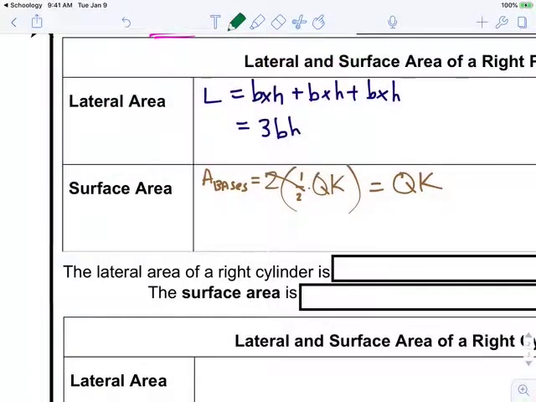And pay attention to the notation because you have to write it correctly. Surface area equals lateral plus bases. Lateral was 3BH. Bases was QK.